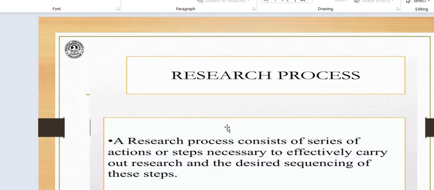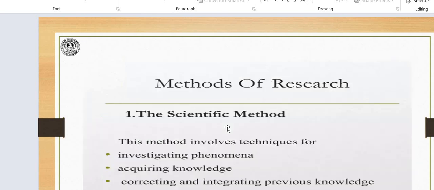Then, the research process. How is that process done? A research process consists of the series of actions or steps necessary for effectively carrying out the research, and the desired sequencing of these steps.